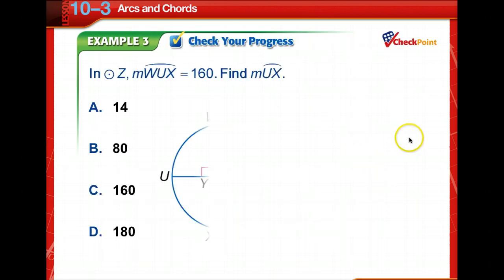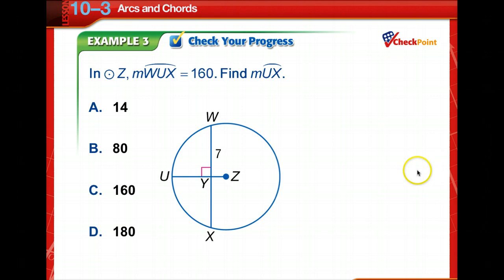So you check this on your own. In circle Z, the measurement of arc WX is 160. Find the measurement of arc UX. Very good. 160 divided by 2 would be 80. Excellent job.